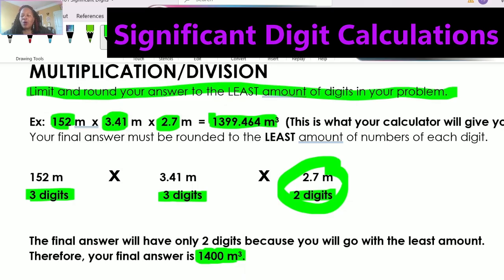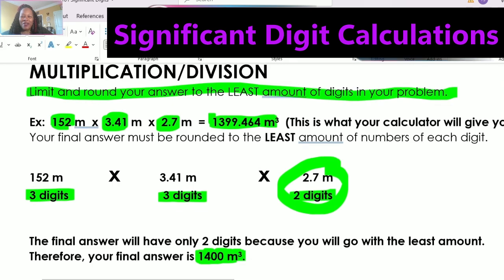So let's look at this next example right here, okay? So I'm going to make this a little bit bigger so you all can see it without seeing the answer, okay? All right, so take a look at it. You've got 55.46 grams divided by 28.9 milliliters.